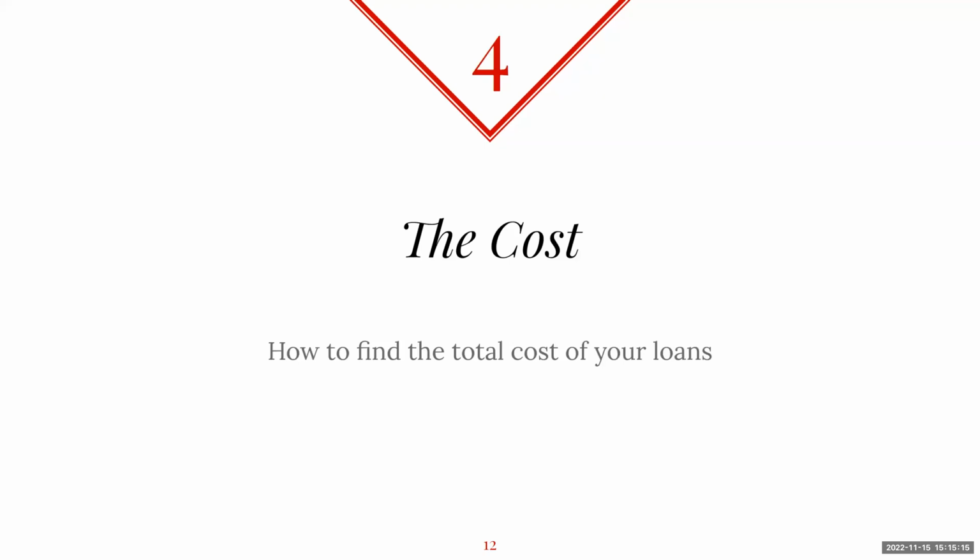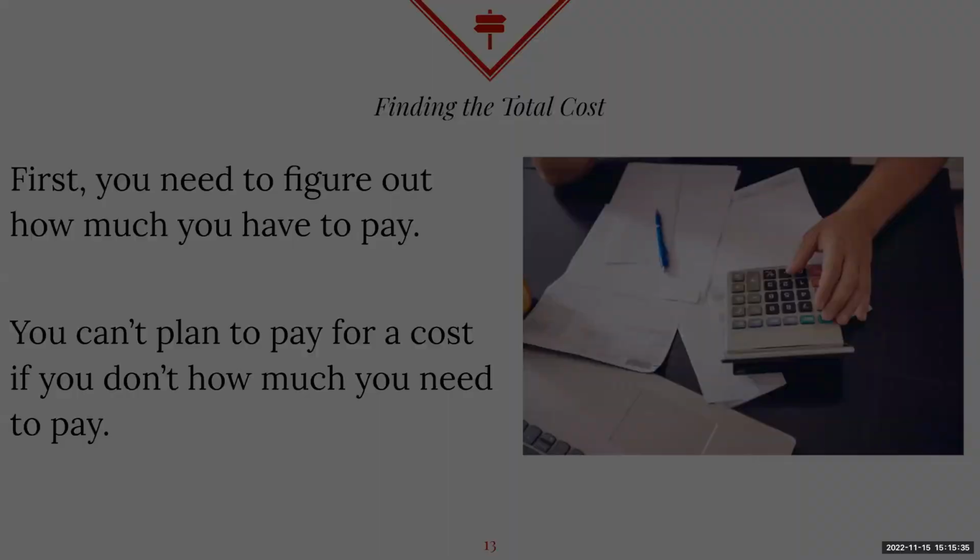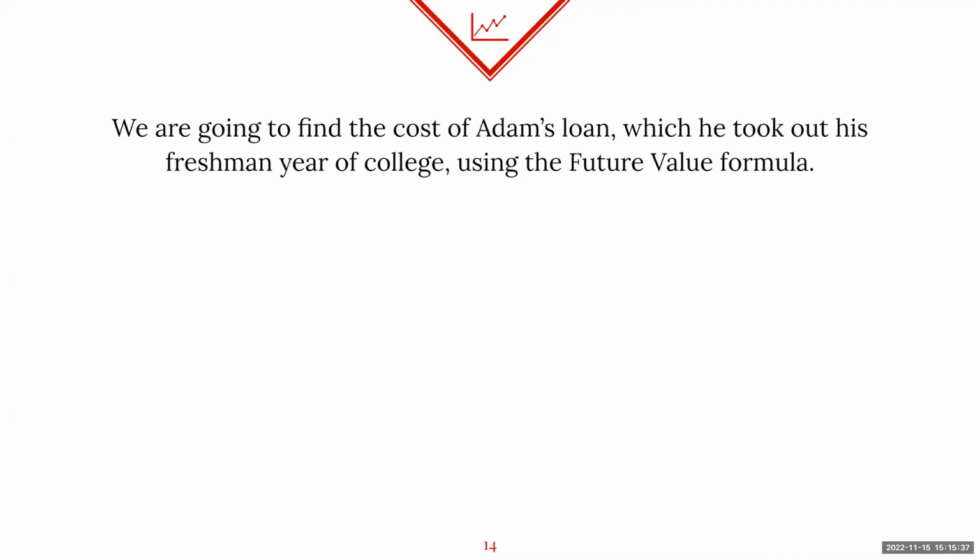All right, so the cost. We're going to teach you how to find the total cost of your loans. First you need to figure out how much you have to pay before you make any decisions. You can't plan to pay for a cost if you don't know how much you need to pay in the first place. So we're going to go through an example. We're going to find the cost of this subject called Adam's loan, which he took out his freshman year of college, using the future value formula.